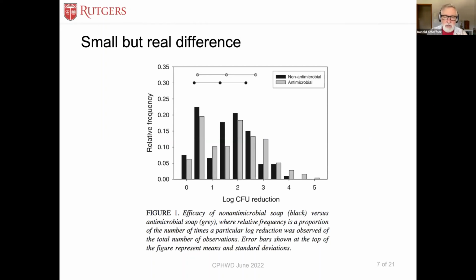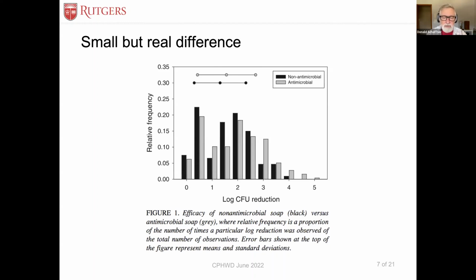So what you see here, it's another frequency plot, and we do like to show frequency plots in the work that we do, because very often we're trying to get a handle on the variability of data. And what you can see, and this is data that we collected from the scientific literature, where people studied antimicrobial soaps and non-antimicrobial soaps, and what was the effectiveness of that soap at reducing the bacterial population on the hands.